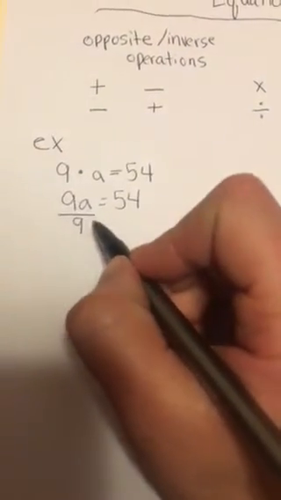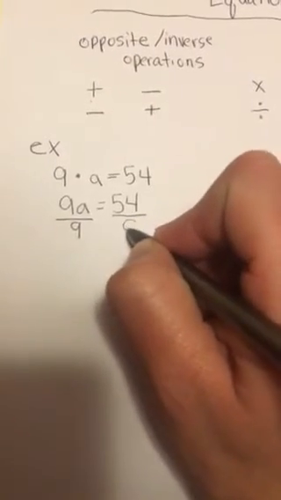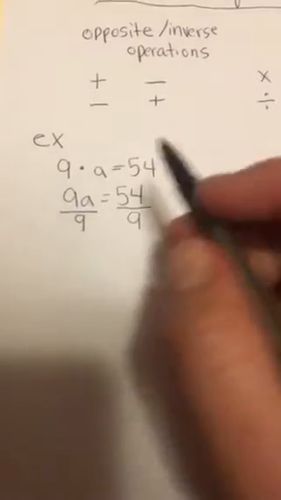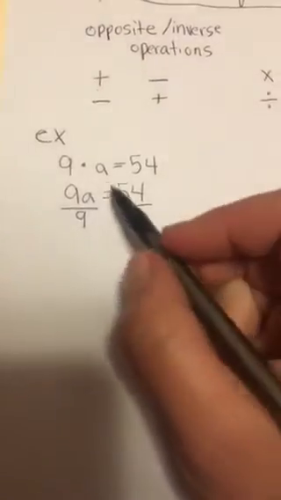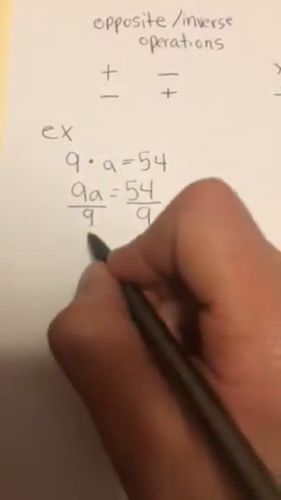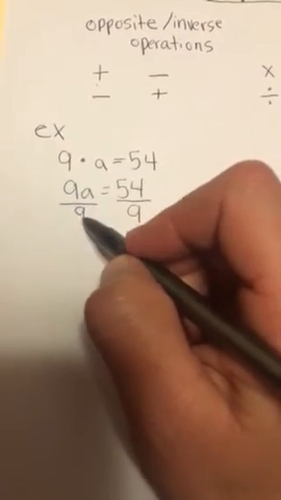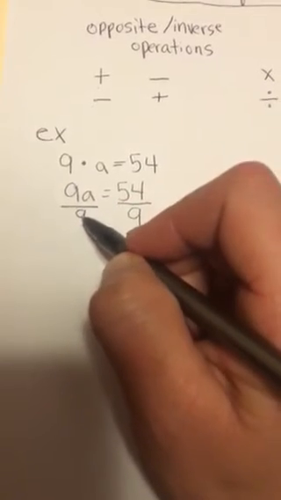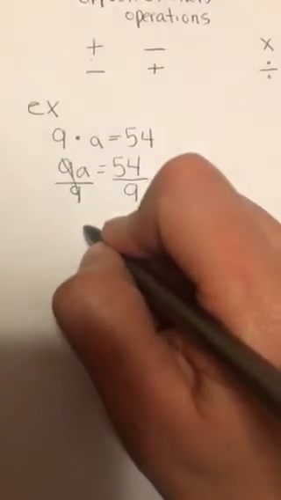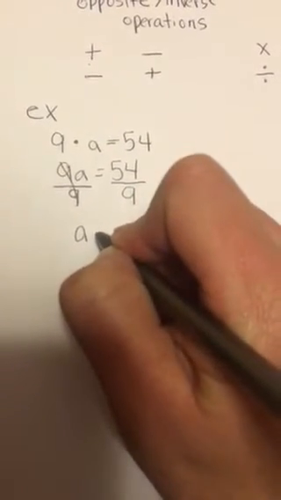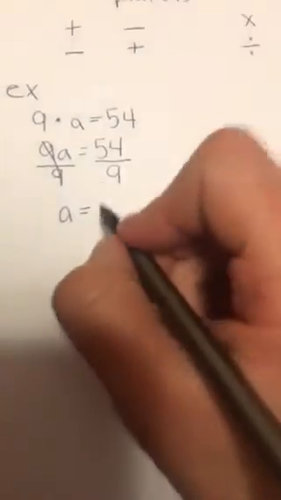So the fraction bar means to divide. 9 divided by 9. And whatever I do to one side, I have to do to the other, just like with the addition and subtraction equations. So now I have 9A divided by 9 equals 54 divided by 9. To keep the balance, I have to keep it on both sides. So remember what we know when we have a number over another number, the same number, 9 divided by 9, is just 1. So I am just going to X those out because they cancel each other out. And I'm left with 1A. And 54 divided by 9 is 6.